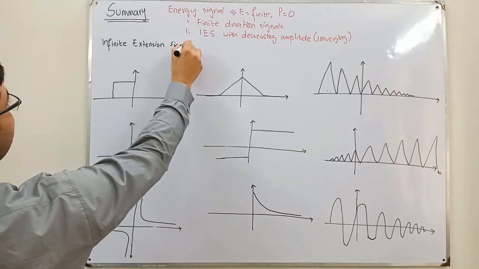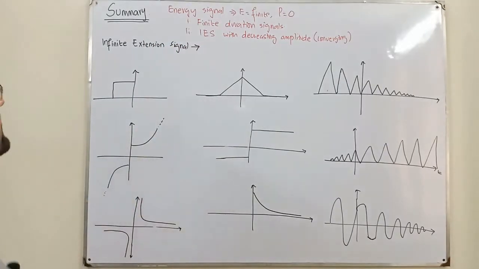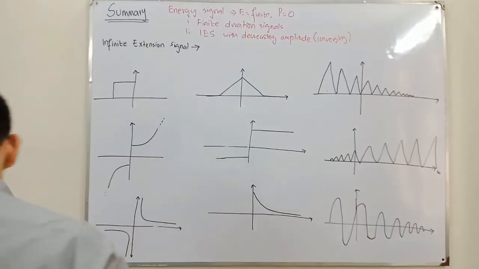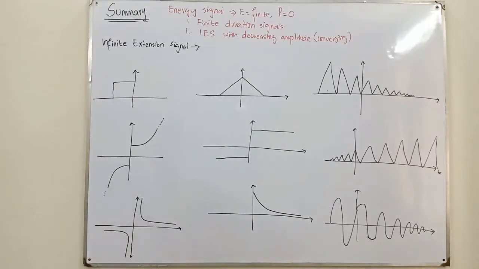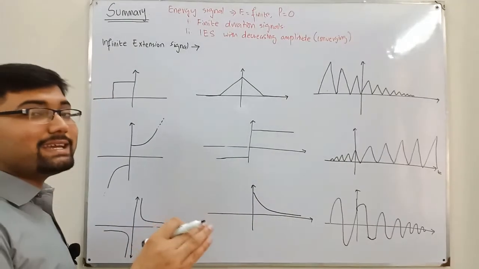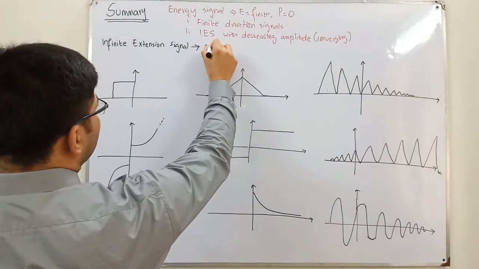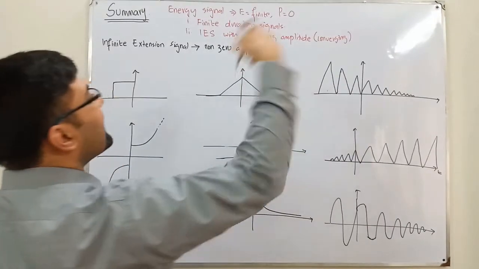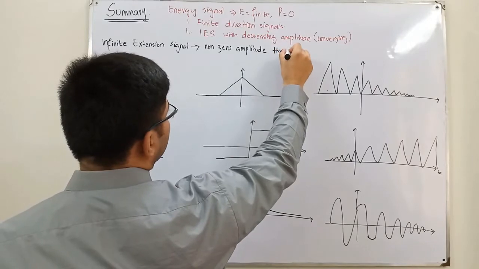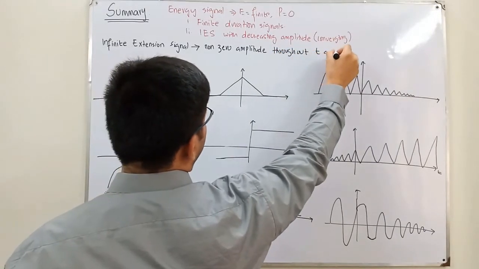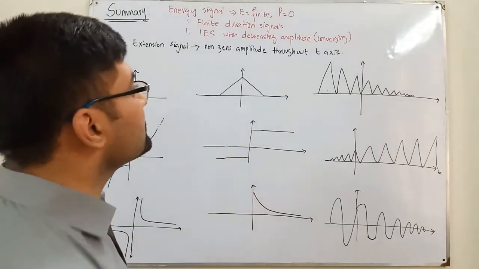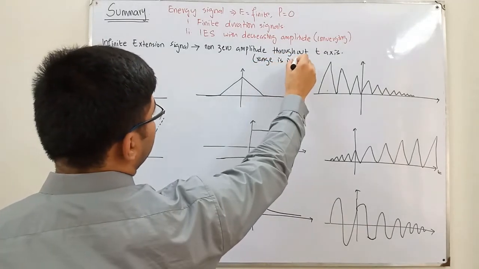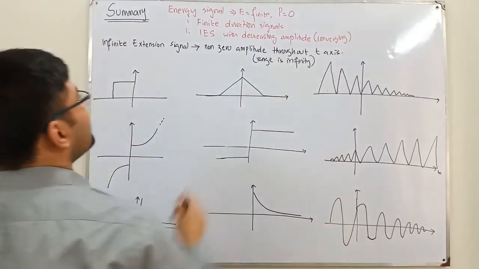signal. So an infinite extension signal is a signal with a non-zero amplitude throughout the time axis. Isn't it so? The non-zero amplitude range is infinity. Or you can write non-zero amplitude throughout the t-axis. Or you can say that the non-zero amplitude range is infinity. So these are infinite extension signals.